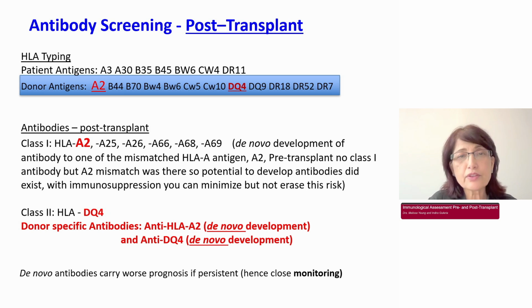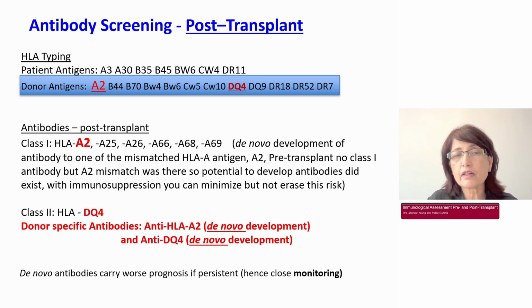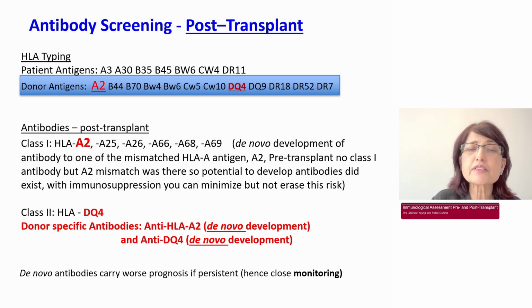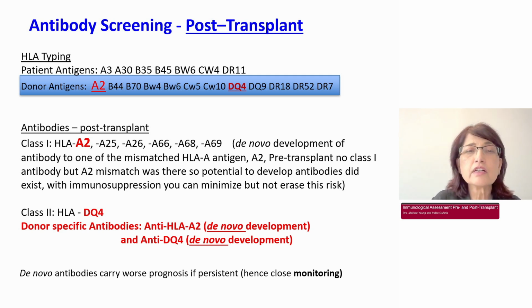However, you then give them different kinds of immunosuppression. And with the immunosuppression, the idea is that you can minimize the risk of development of de novo antibodies. However, you cannot erase this risk, and that's exactly what happened. We went ahead with the transplant. There were no pre-transplant antibodies. That is the way to go. The cross matches were negative, but the patient developed de novo A2 antibodies, and also developed de novo DQ4 antibodies. De novo antibodies carry worse prognosis if persistent, hence close monitoring is recommended, and that's what was done.